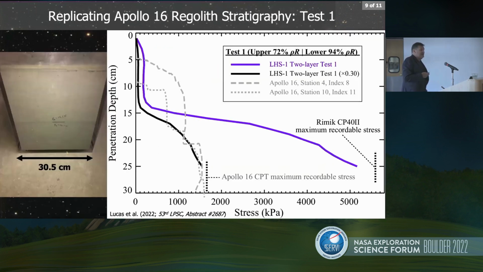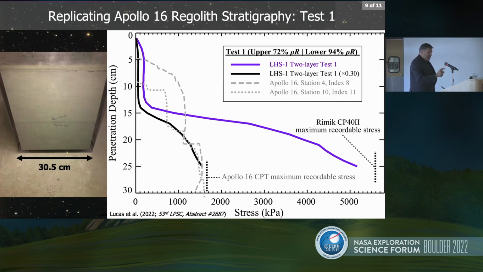We also created simulated 2-layer stratigraphic profiles using LHS1 in our test bins. In test 1, we packed LHS1 to relative densities of 72% for the upper layer and 94% for the lower layer. Our data, which is the blue curve, the blue curve there, is then adjusted for lunar conditions.